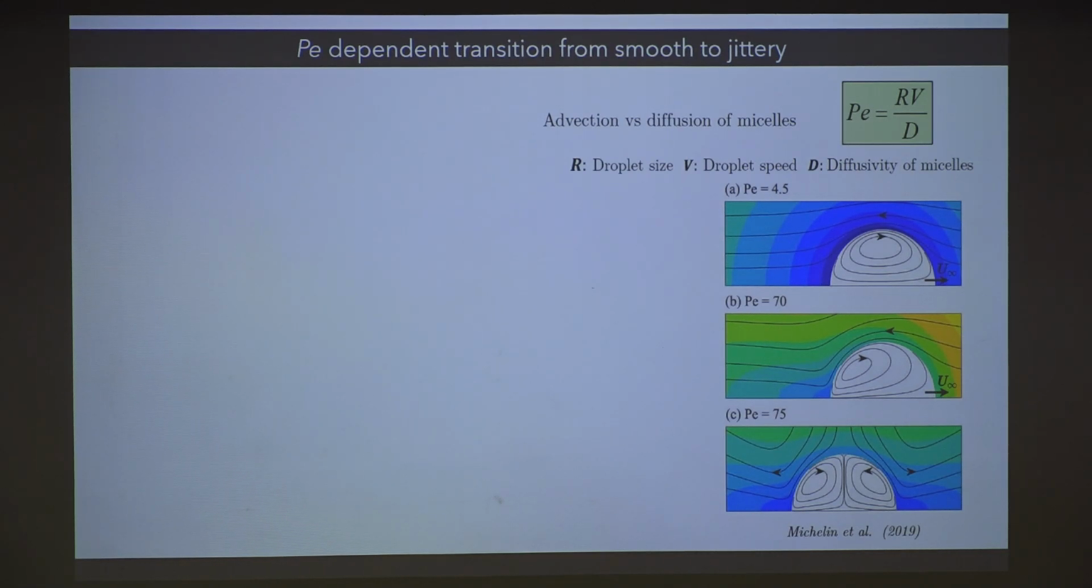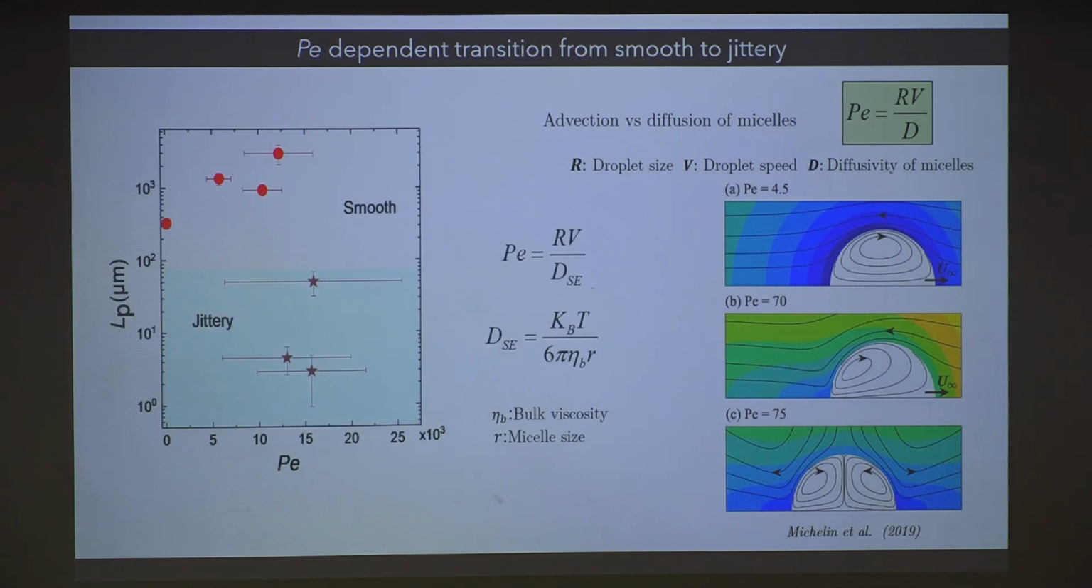It can explain the jittery motion. So to confirm this, we calculated the Peclet number of our droplets using D, the diffusion of the missiles calculated from the Stokes-Einstein relation, where we used the bulk viscosity of the system. When we plotted the persistent length versus this Peclet number, we do not observe any dependence at all.